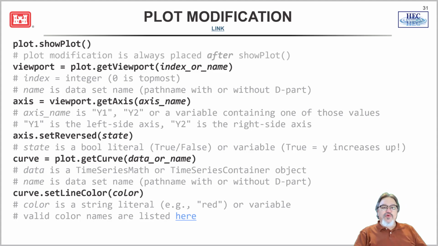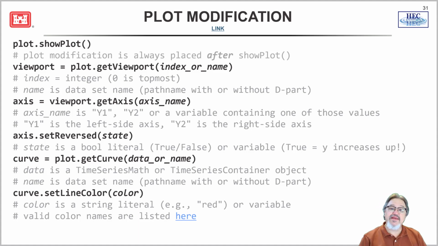Okay. So after we call show plot, then we can get a viewport if we want to modify a viewport or something within a viewport. And when we say plot.getViewport, we have to give it an index number or a dataset name. If we give it an index, the viewport is 0 based starting from the top. So the very top viewport is 0, the next one down is 1, the next one down is 2. If we don't want to get the viewport by index, but we just want to get whichever viewport has this data set in it, then we can give it the path name of that data set. And so we can get the viewport by data set name.